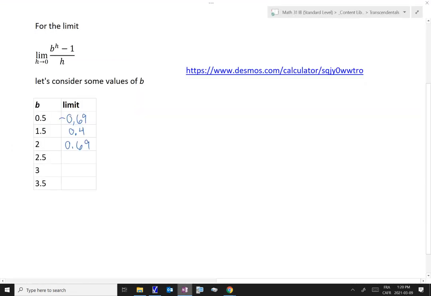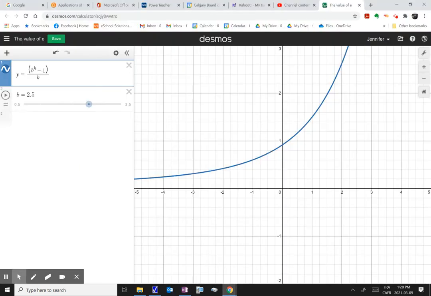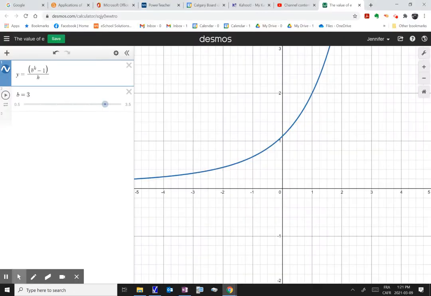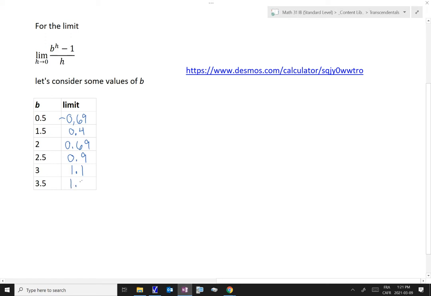We don't need to get too precise. We're just looking for a pattern here. When b is equal to 3, we've got about 1.1-ish, let's say. And when b, remember this is the base of the exponent, is equal to 3.5, then we've got about 1.2 somewhere in there. So 1.2.